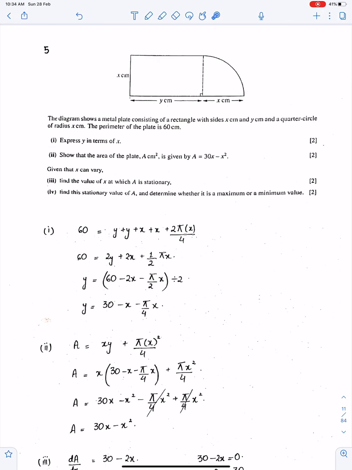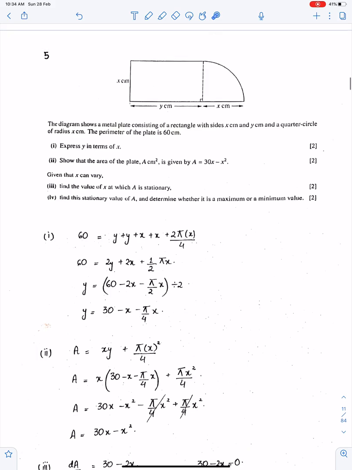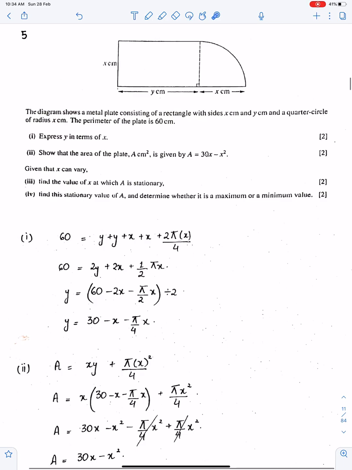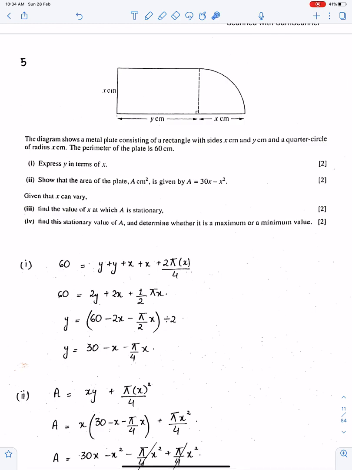Question 5 is okay. Let me discuss this question, although this is simple, I discussed this question as well. Broken lines are not part of the perimeter. We never consider broken line in perimeter. Well, the diagram shows a metal plate consisting of a rectangle with sides this and this, and a quarter circle of radius x. The perimeter of the plate is 60 centimeter. So you don't need to consider the broken line.